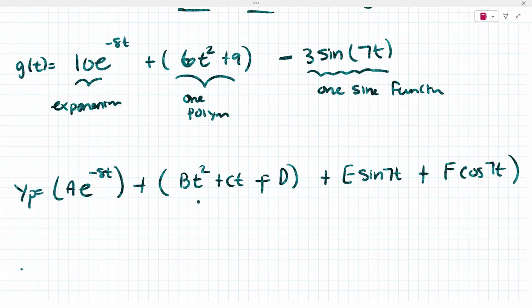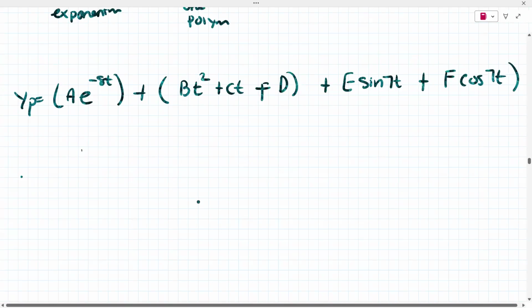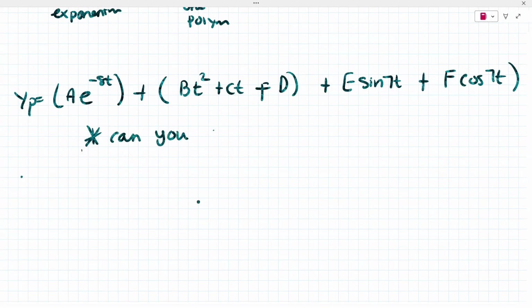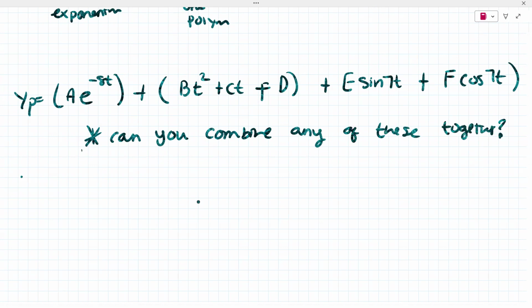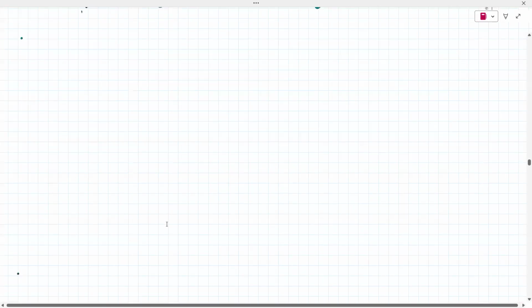So can you combine any of these together? I don't think so. That's all you can do. So you always got to ask yourself, can you? No. This is the most combined it can be. Okay, let's move on.